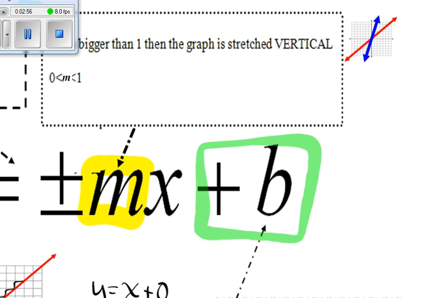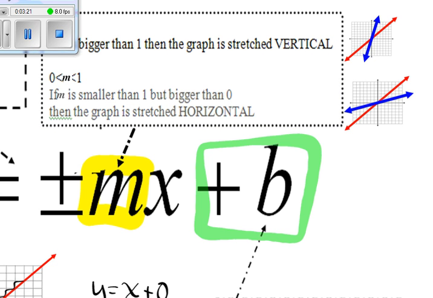If the number is between 0 and 1, this means like 0.5, 1/2, 1/3, 2/3, but I'm not talking about a number like 4/3. 4/3 is bigger than 1. I'm talking about a number that is between 0 and 1. I'm going to have a much more horizontal picture. Okay, it's going to be flatter, easier to walk. I'd be walking up a hill instead of a mountain. And this means I have a horizontal stretch.